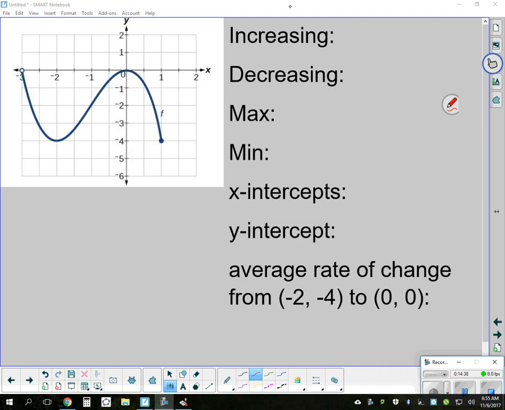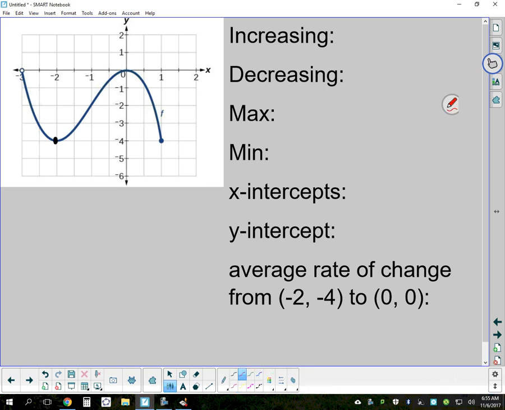All right, increasing intervals on this one, and decreasing intervals. So let's just start from the beginning of our graph. From -3 to -2, hopefully you can tell that's where it stops. You're decreasing. So let's do interval notation on this one. So -3 to -2. And remember, we always use parentheses there.